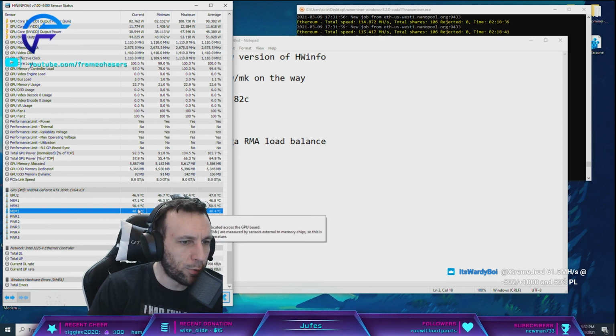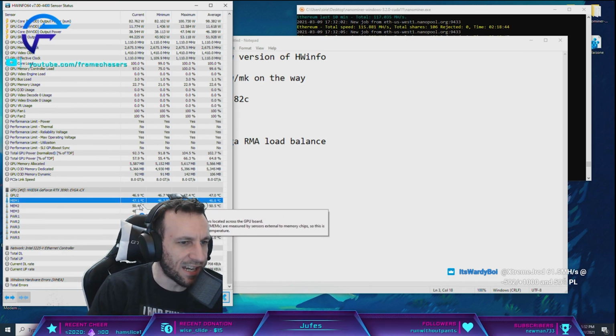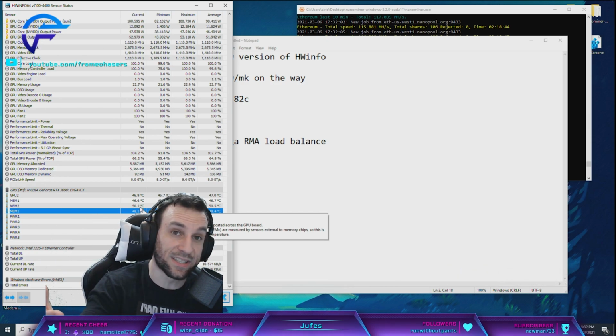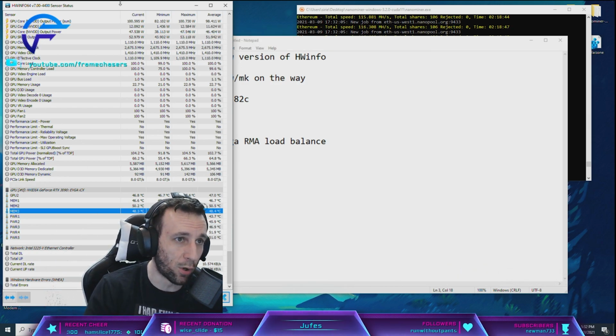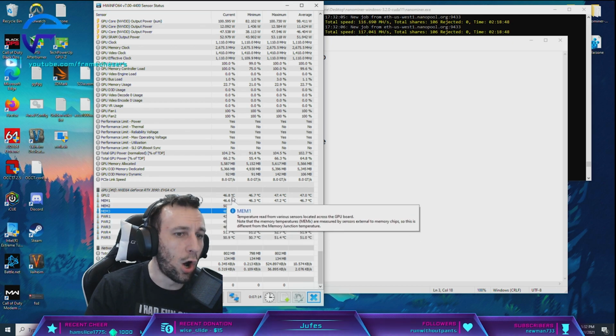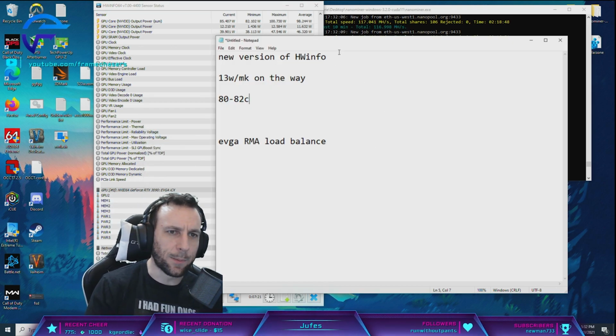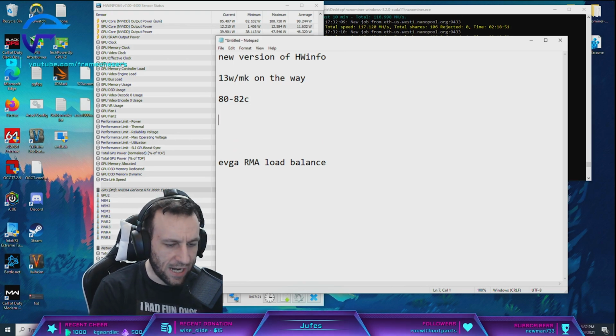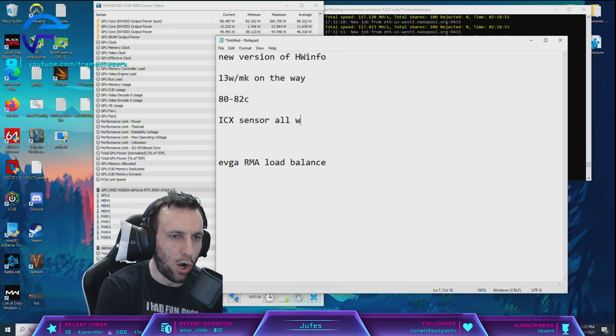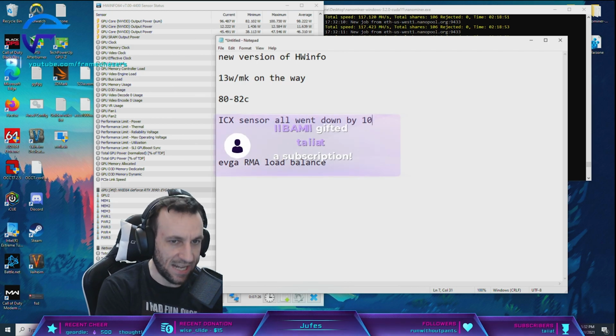Oh yeah, also check this out. My memory temperatures on the ICX sensors also went down by 10 Celsius across the board. Like all of these went down by 10 Celsius. So the ICX sensors all went down by 10.